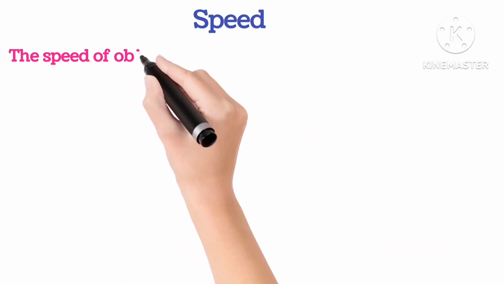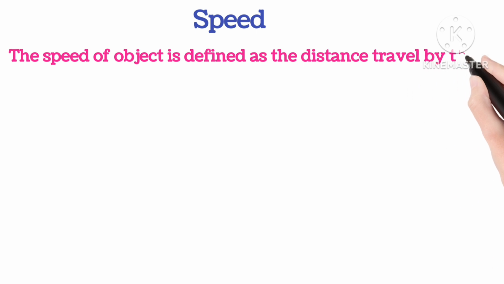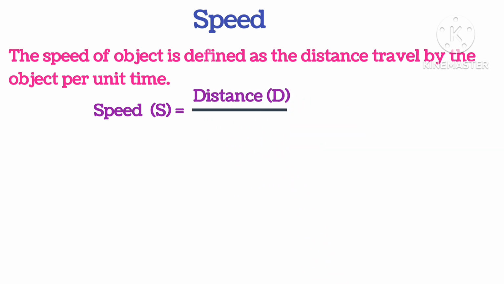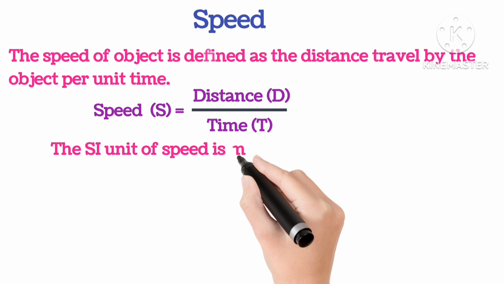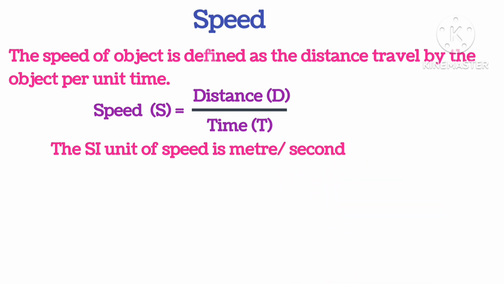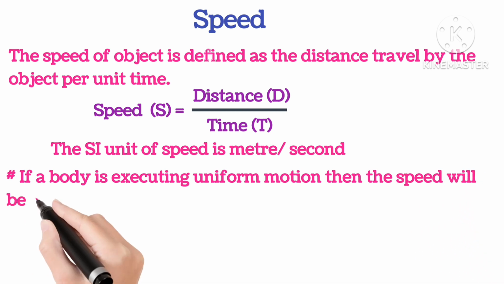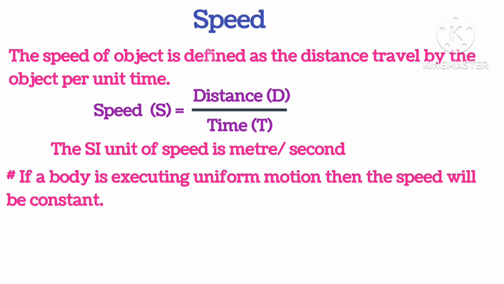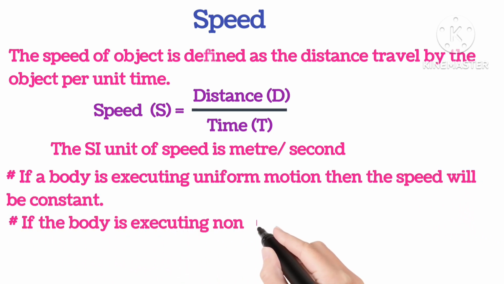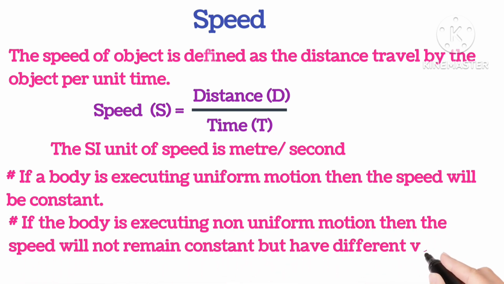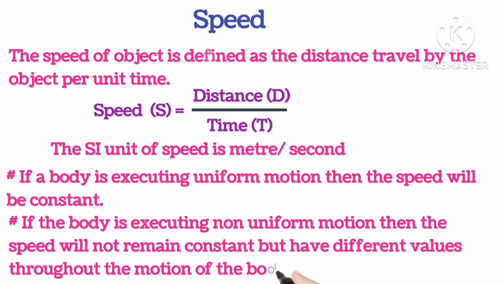Speed. The speed of an object is defined as the distance traveled by the object per unit time. Speed is equal to distance upon time. The SI unit of speed is meter per second. If a body is executing uniform motion, then the speed will be constant. If the body is executing non-uniform motion, then the speed will not remain constant but will have a different value throughout the motion of the body.